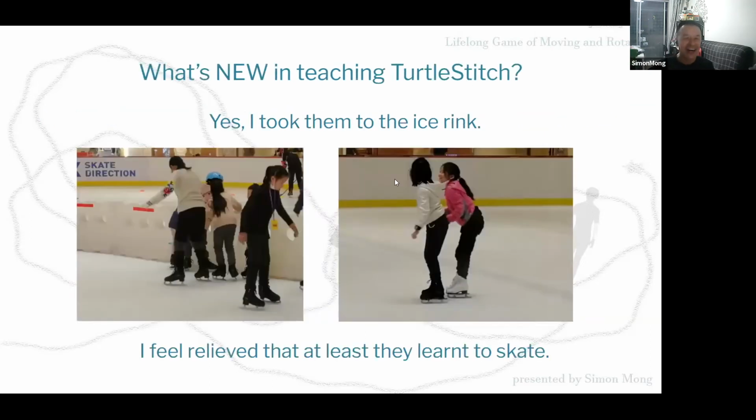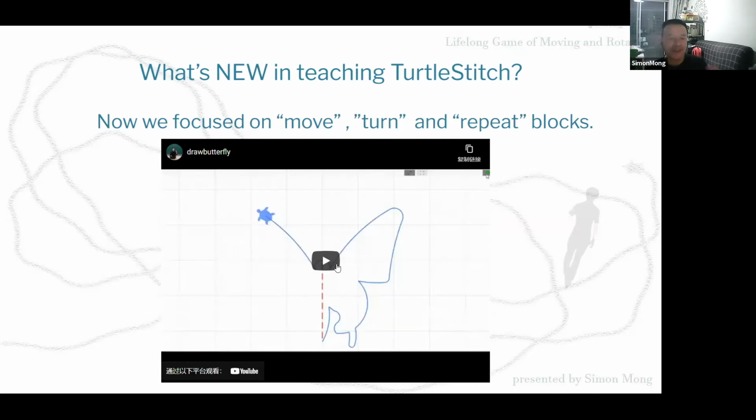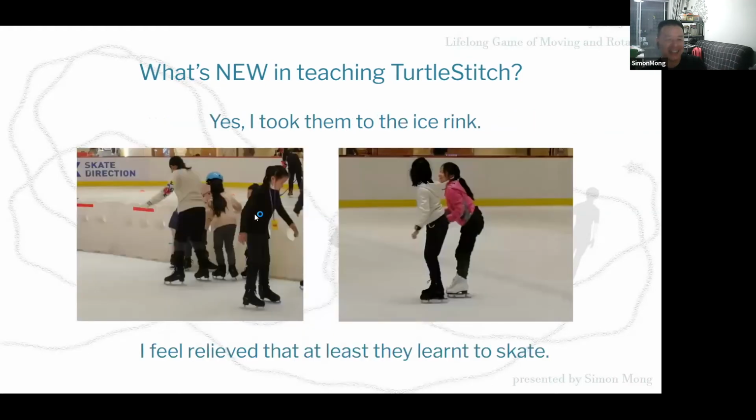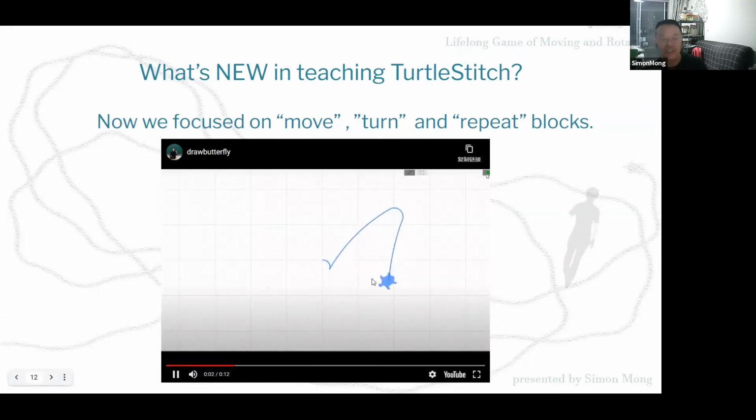So I took them to the ice rink, in the shopping mall. This girl, the girl in black, is very smart, and they learned to skate very fast. In several times, maybe 3 times, they all learned to skate. After that, when we take TurtleStitch classes, we focus on the basic instructions. We focus on move. The butterfly was designed by this girl in black. She took hours, maybe 3 hours, to design this.